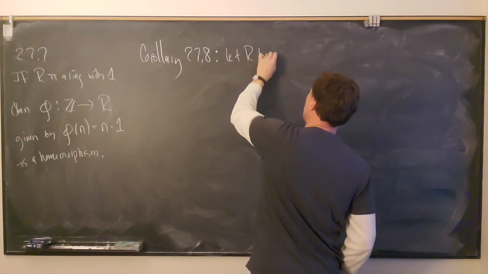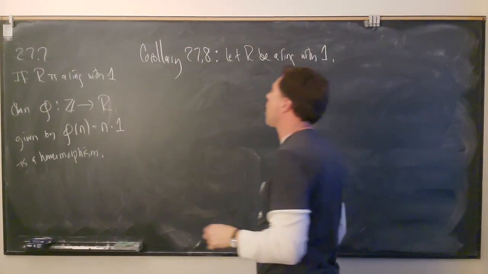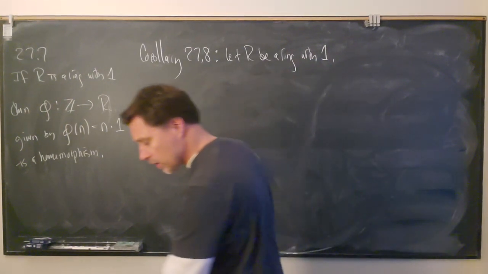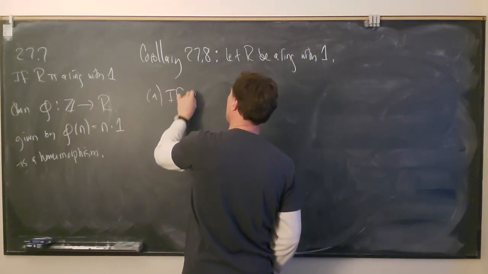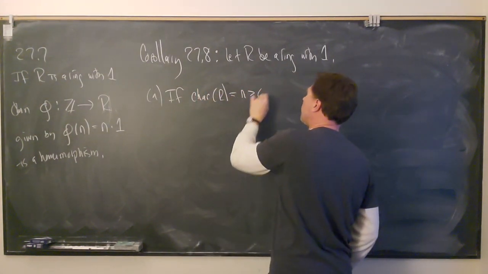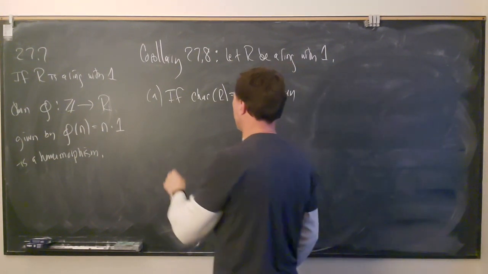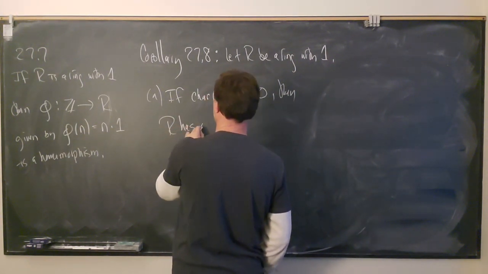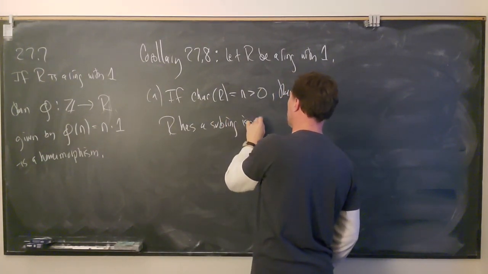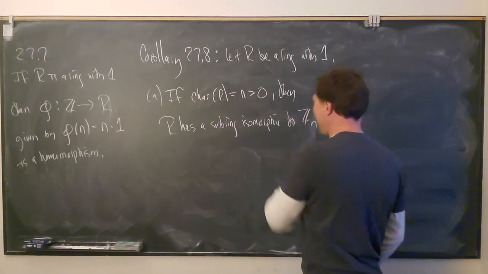So let R be a ring with 1. And there's 2 parts to this, and it's going to depend on the characteristic of R. So if the characteristic of R is some positive integer n, then R has a subring isomorphic to Zn. So there's part A of the theorem.